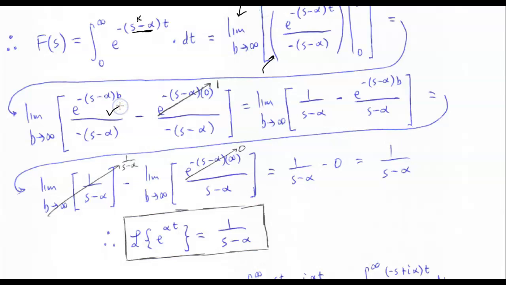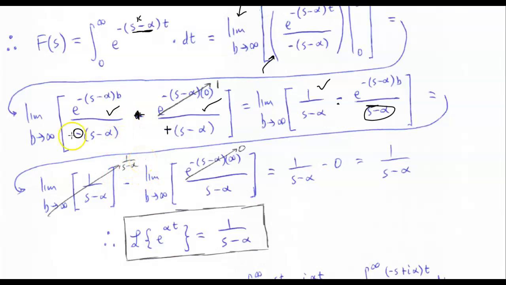So this is us plugging in b everywhere where we see t, and then plugging in 0. For the second term, we end up having plus here, and this is just 1 divided by s minus alpha. So I've listed that first. And then we have minus, which goes along with this, and then the e raised to the minus (s minus alpha) times b, all that over s minus alpha.